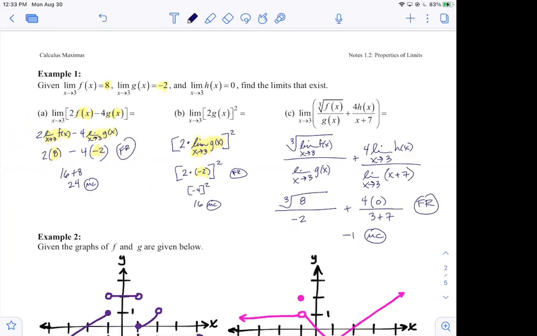Okay, so again, this one's pretty straightforward. You have 3 functions. All of them are defined at that point. The limits are defined, I should say.